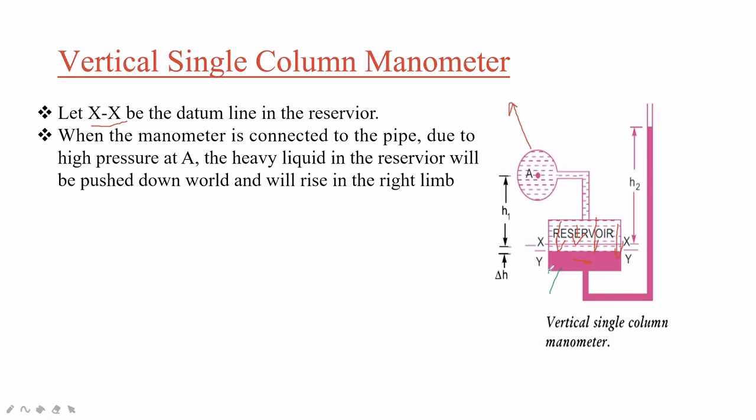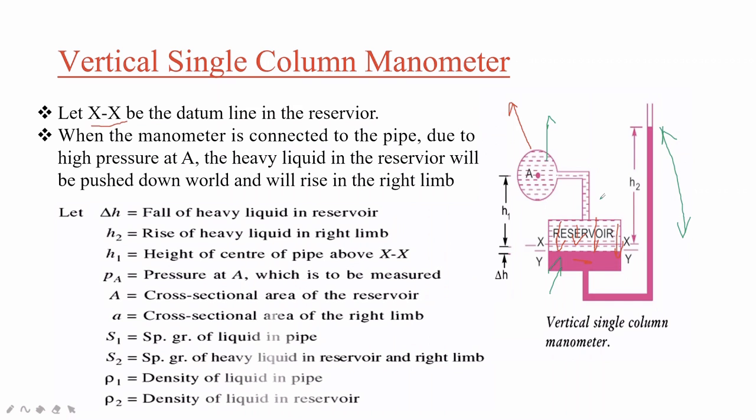So this one is the heavy liquid. The basic principles are the same. This liquid should be a liquid whose specific gravity is less than the liquid considered here in the right tube. Due to the high pressure at A, the heavy liquid in the reservoir will be pushed downward, and due to this pushing, the H2 will be raised, and the liquid will rise in the right limb.